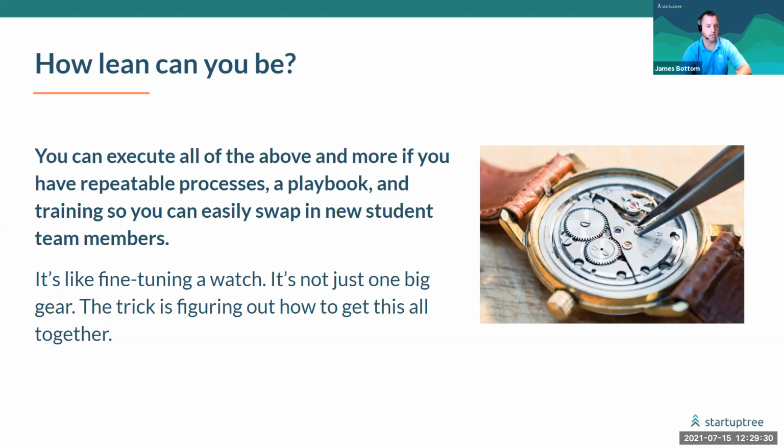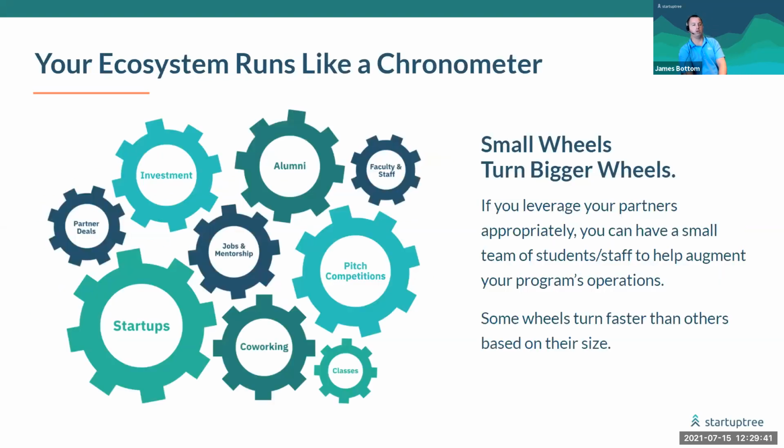Those KPIs can come from a variety of sources, but I like to think of a startup ecosystem as running like a chronometer. In some cases, your chronometer might be broken, but an ecosystem is going to run like a watch. I really believe that the small wheels turn big wheels. So if you're looking at the types of content you should be putting into a CMS and your newsletter, it's going to come from a variety of sources like this: startups, co-working, pitch competitions, and those are going to be some of the bigger ones. Jobs, mentorship opportunities, faculty and staff profiles. Every one of these is going to be turning these smaller wheels.